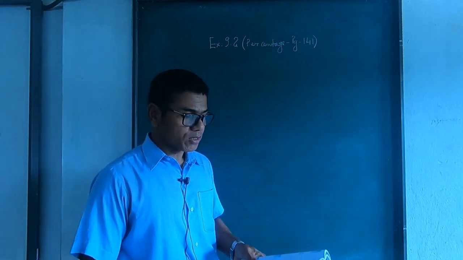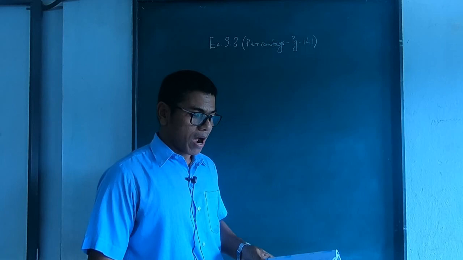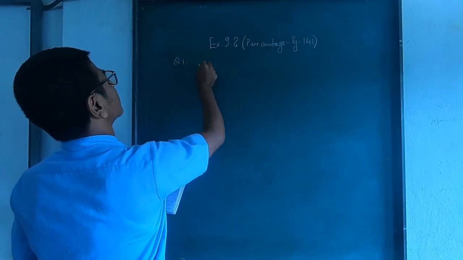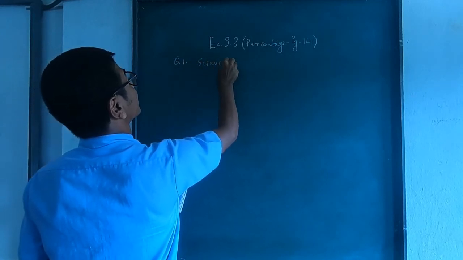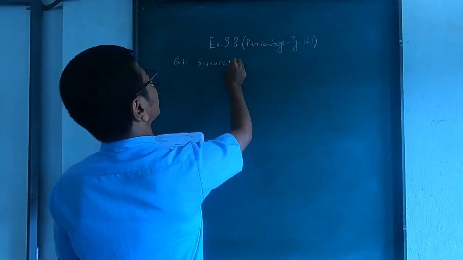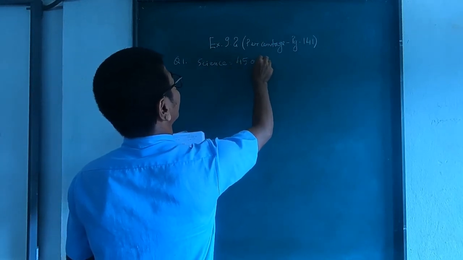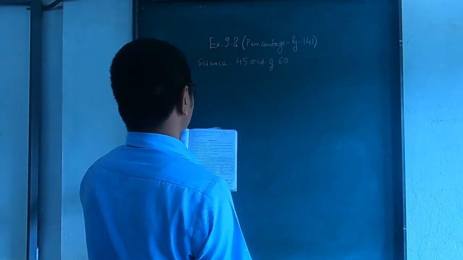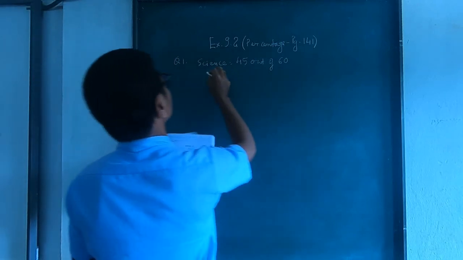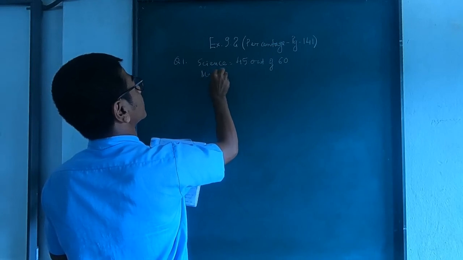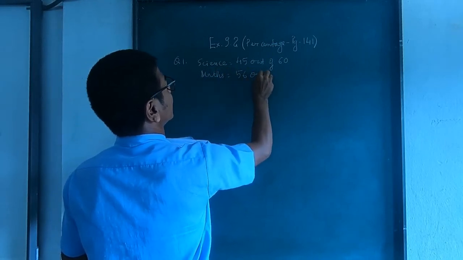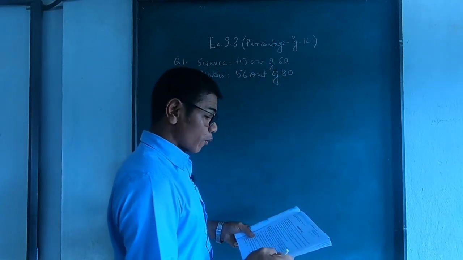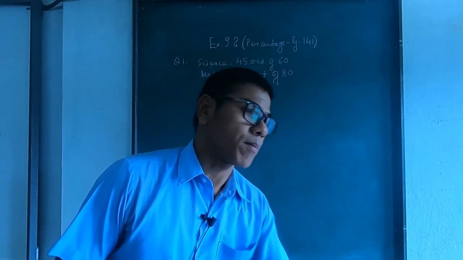Question number one reads like this. A student scored 45 marks out of 60 in science. Then again, he scored 56 out of 80 in math. The question is, in which subject did he perform better?